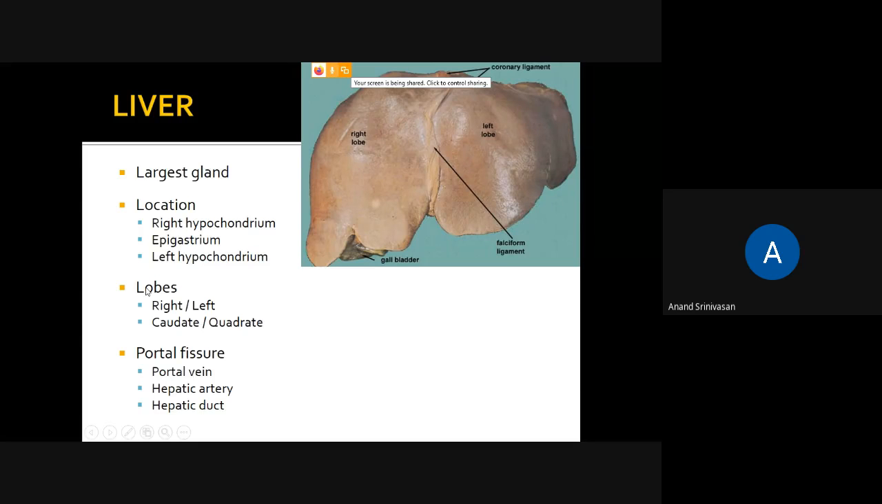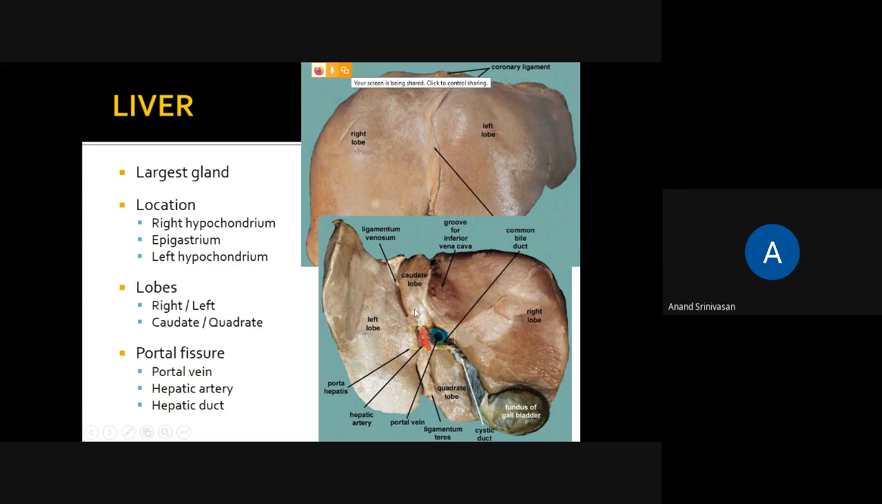It has four lobes: right lobe, left lobe, and behind there are the caudate and quadrate lobes. In the center there is the hilum of the liver, just like the hilum of the lungs. The hilum of the liver is also called the portal fissure.